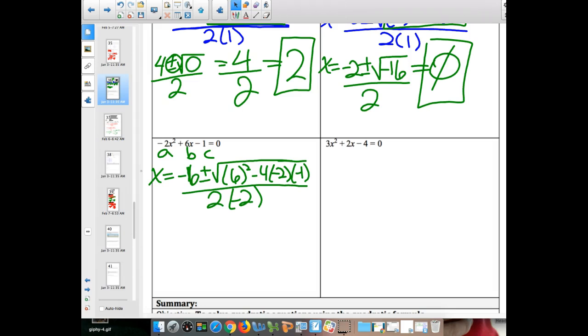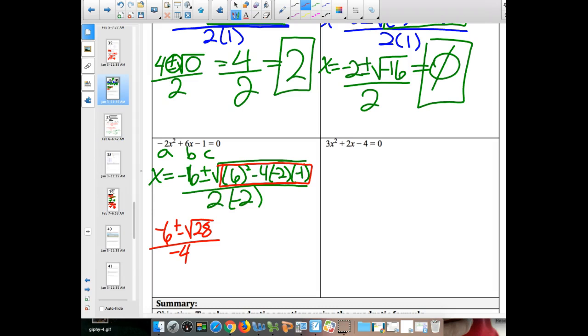We're grabbing our calculators. We are just plugging in this part of our calculator. Okay, so we're taking 6 squared, and then we're going to say minus 4 times negative 2 times negative 1. And when we do that, we are getting positive 28 all over negative 4. All right, so this is our first one that's actually going to work out. 28 is not a perfect square, so we actually are going to need our calculator.